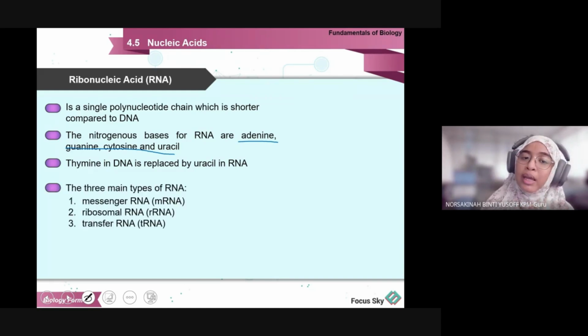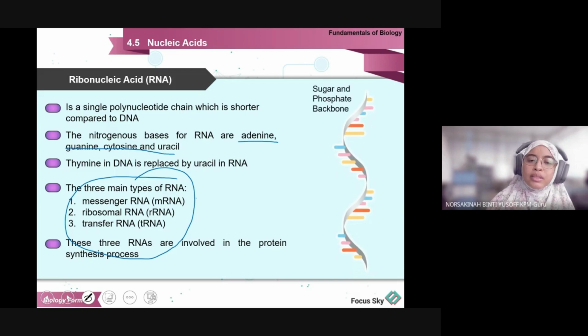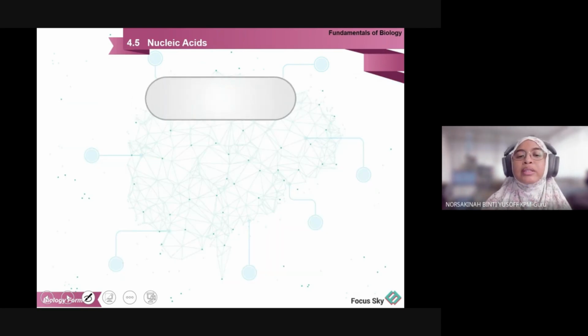There are three types of RNA: messenger RNA, ribosomal RNA, and transfer RNA. All of these you will see in detail in chapter 6, when we get there later. All of these are the helpers for protein synthesis.